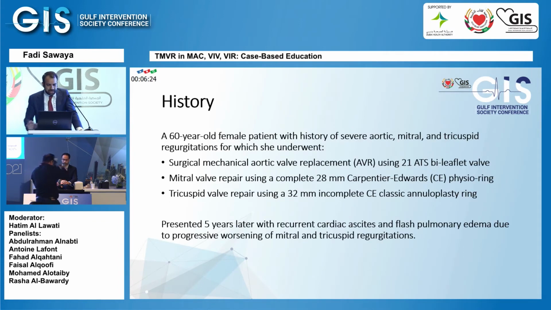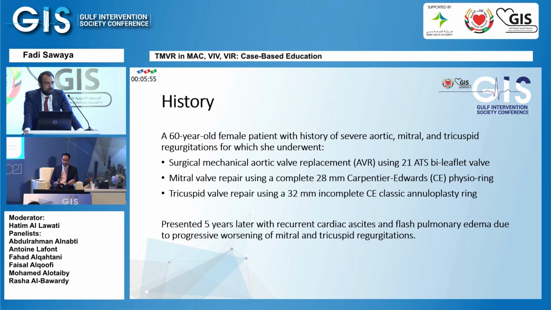I'm going to present another case, hopefully a quick one. This was a 60-year-old female with a history of aortic, mitral, and tricuspid regurgitation due to rheumatic heart disease. She had a mechanical aortic valve replacement, a mitral valve repair with a 28 Carpentier-Edwards Physio ring, and a tricuspid valve repair with a 32 incomplete Carpentier-Edwards Classic ring. Also, this is a patient who came to me very late in the game.